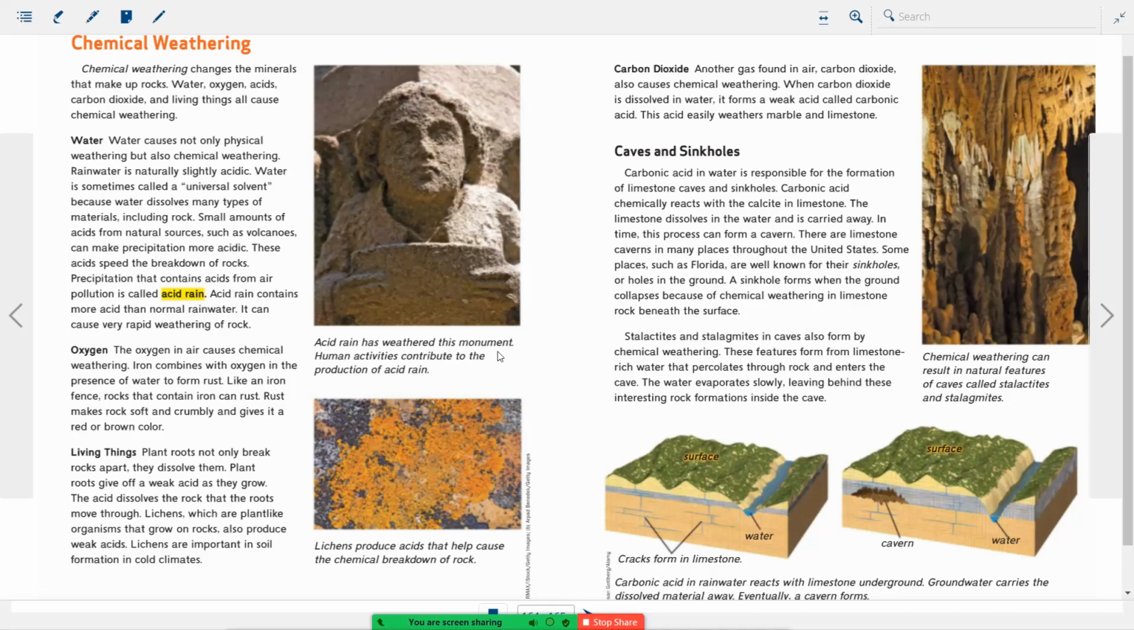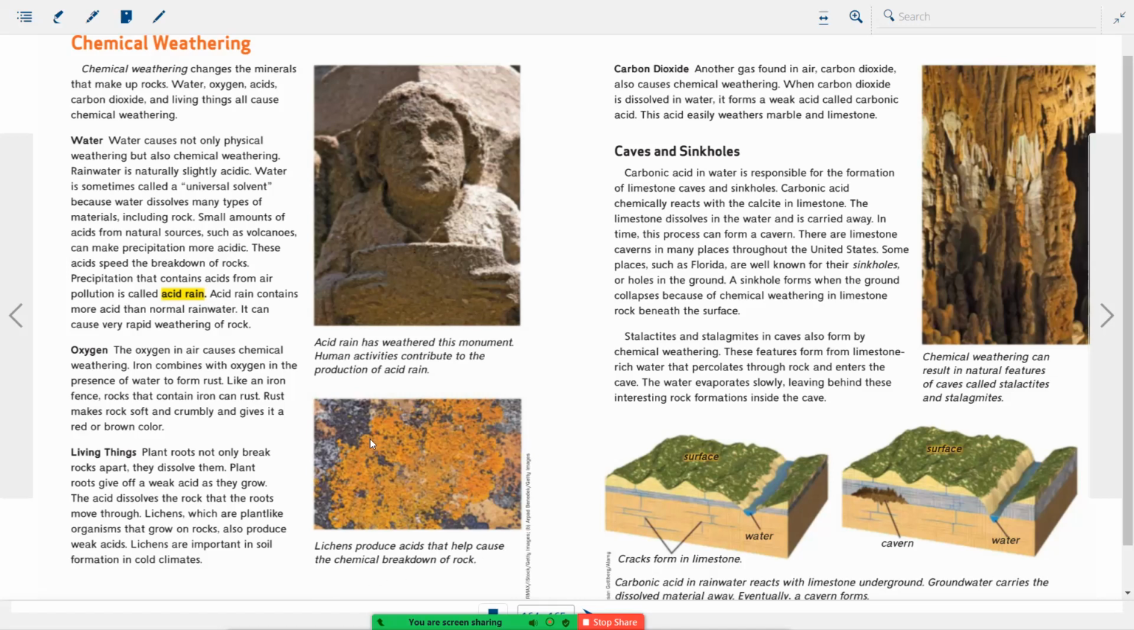Acid rain has weathered this monument. Human activities contribute to the production of acid rain. So here, if you look at it, you can see that it's not a smooth sculpture anymore. You can see that it looks like pieces have slowly been chipped away or broken off, and this is due to the acid rain. So the pollution that mixes in with that rainwater is causing these rocks to break down even faster. Lichens produce acid that helps cause the chemical breakdown of rock.